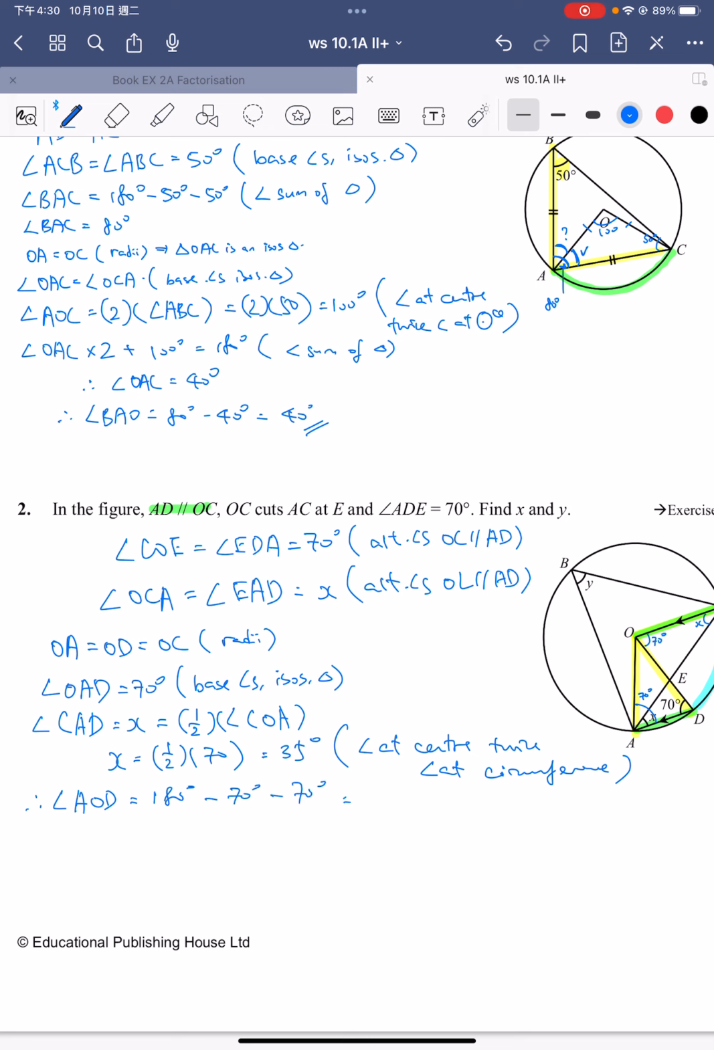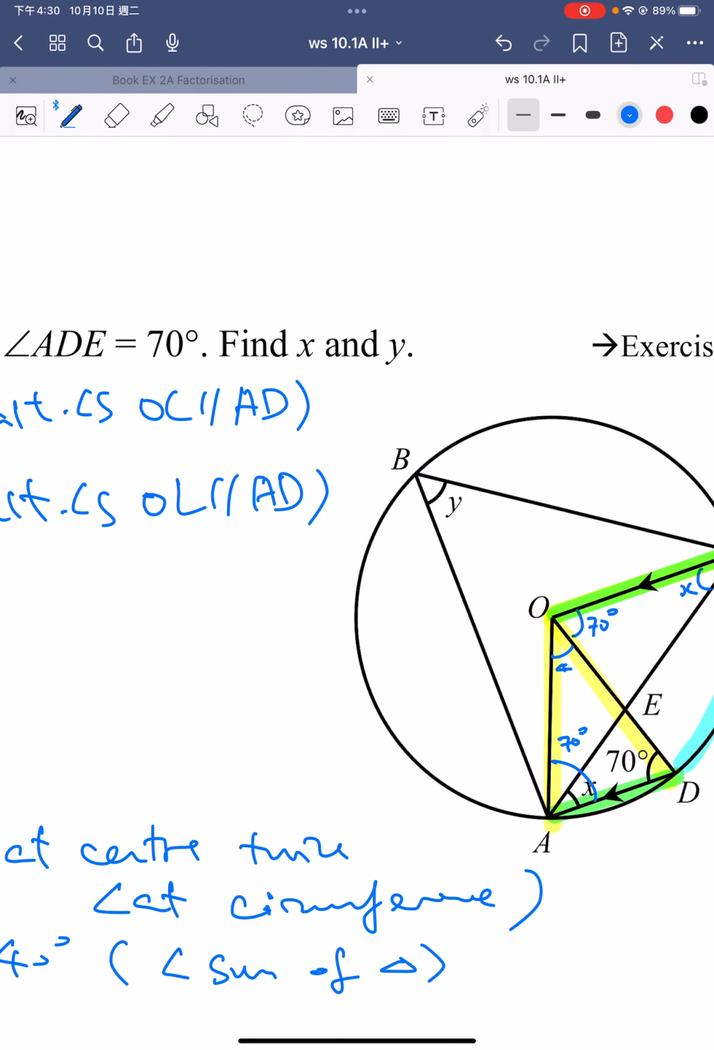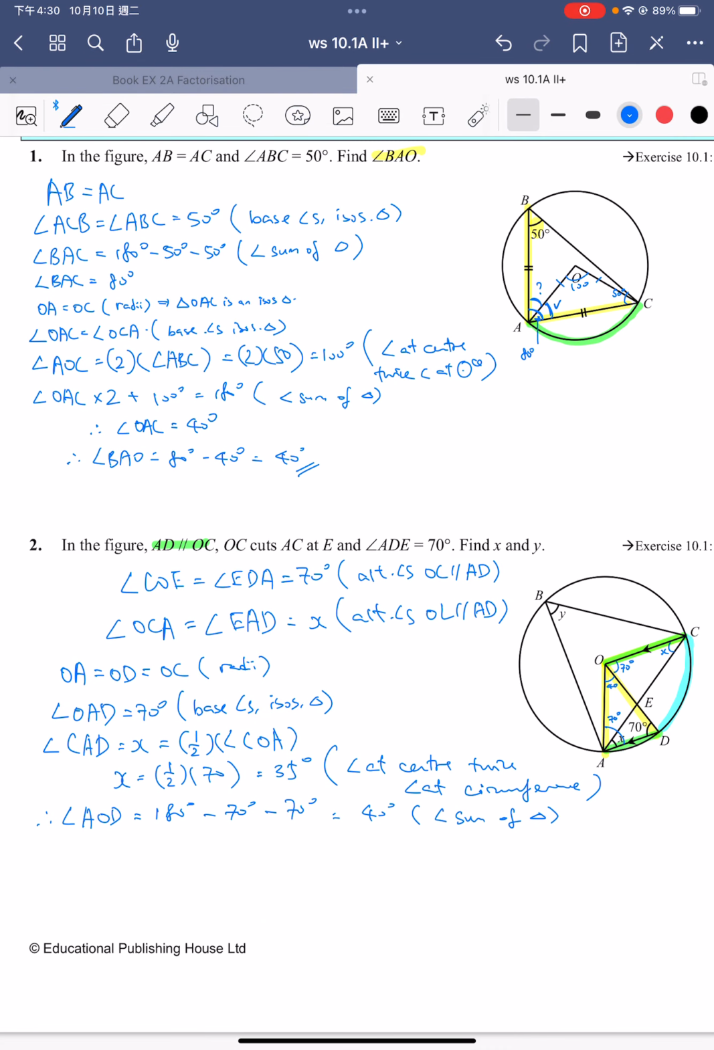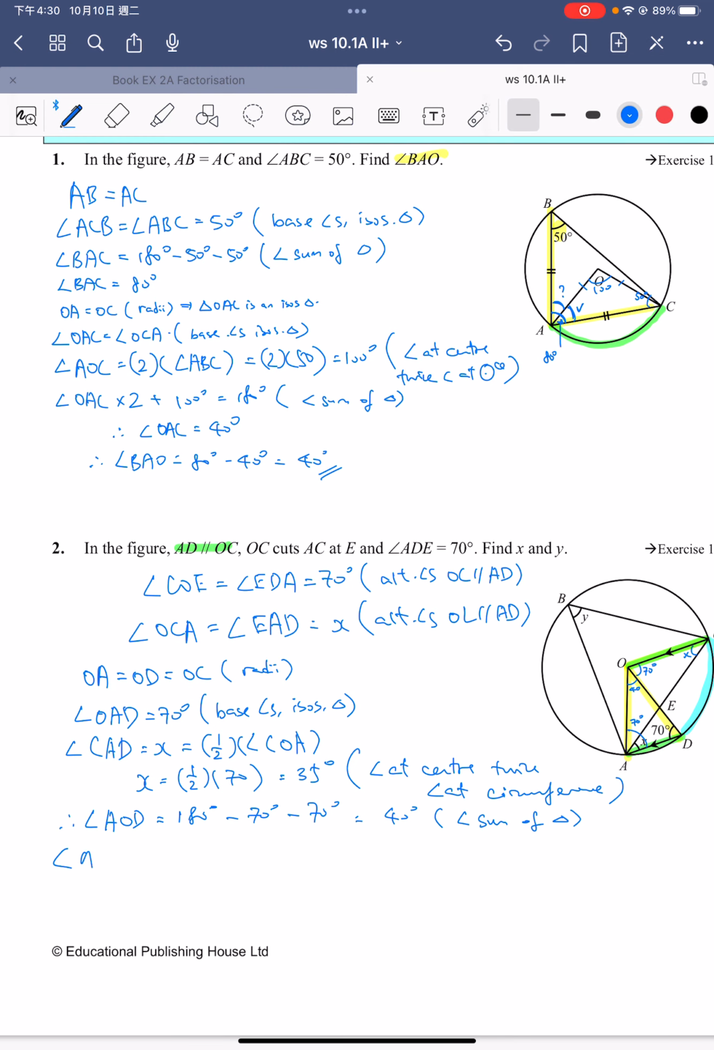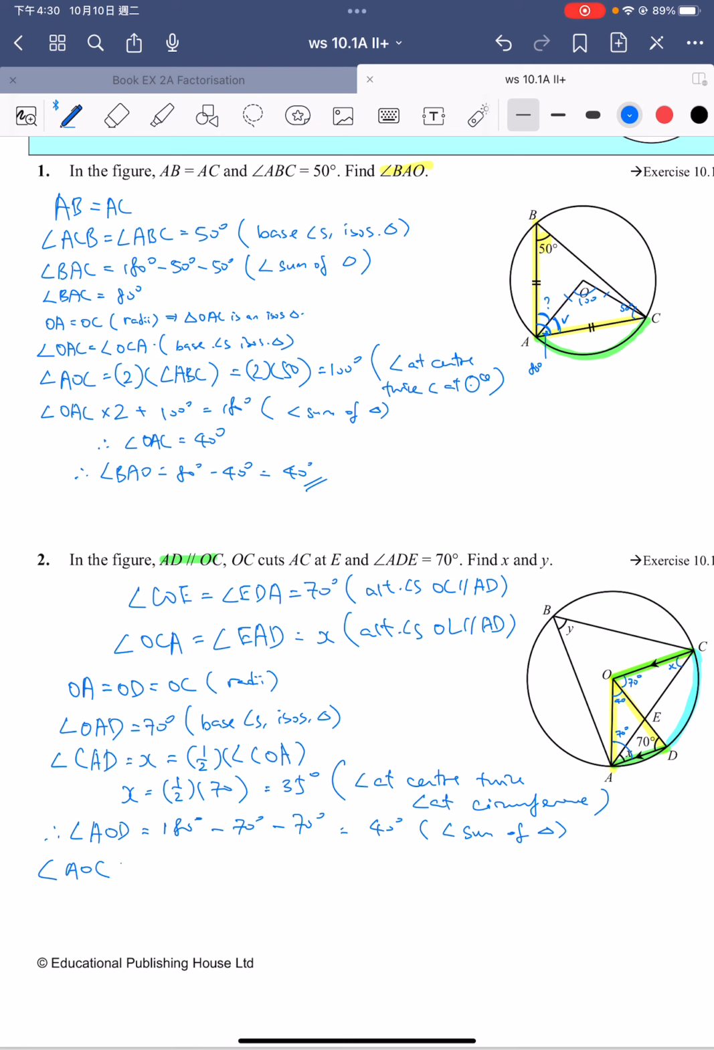So in total, this one will give you 40 degrees. And the reason for this is the angle sum of triangle. So now we can get this angle is equal to 40. So now we can use our angle at the center. So this is 110. So that's the angle at the center twice angle at the circumference. So now we have the angle AOC is actually equal to twice the angle ABC.